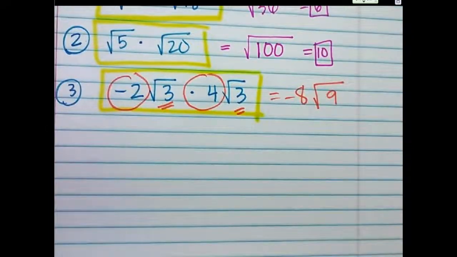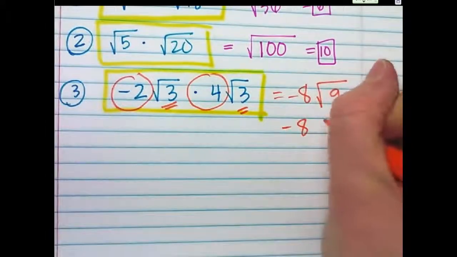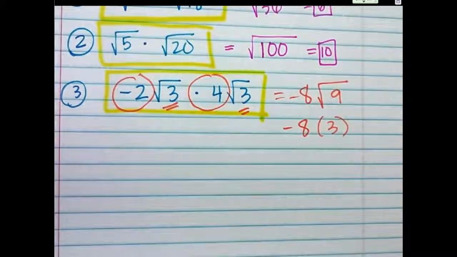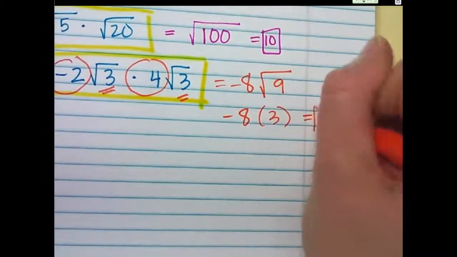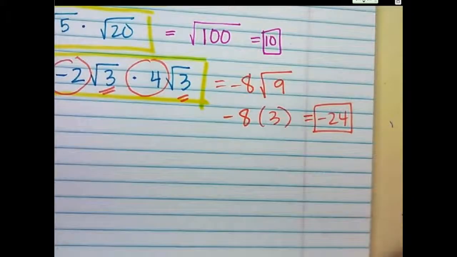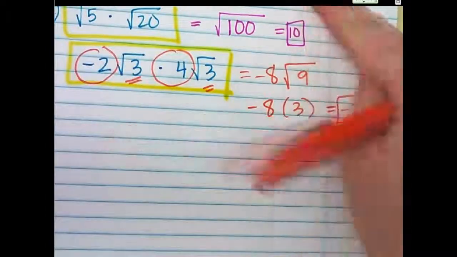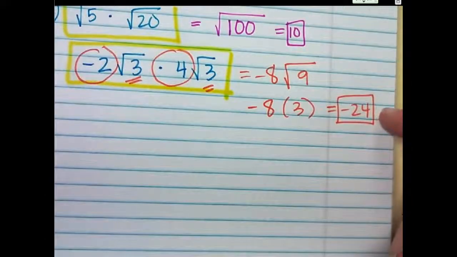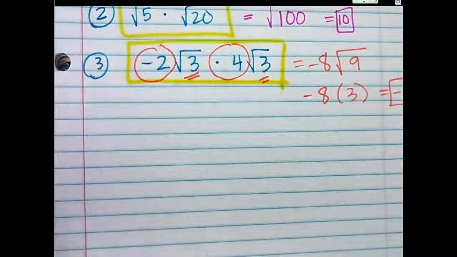Can I simplify that at all? Yes. The square root of 9 is 3. And so my answer is negative 24. Can you still check your answers with these in the calculator? Yeah, so this one actually would be nice. All 3 of these so far would give you 6, 10, and negative 24. So you can check your work. Most of them aren't like that, but you can still always check your work.